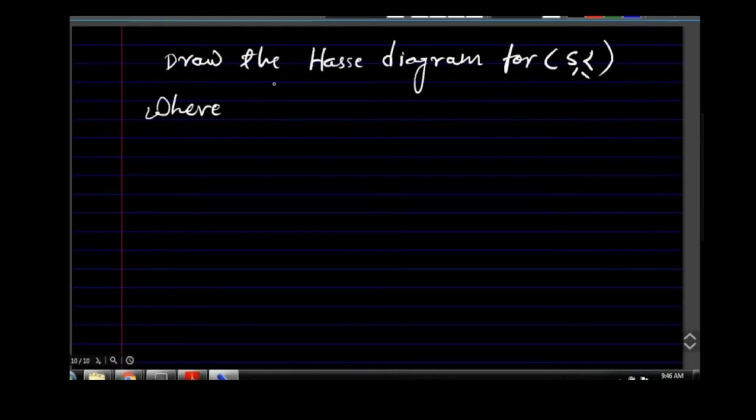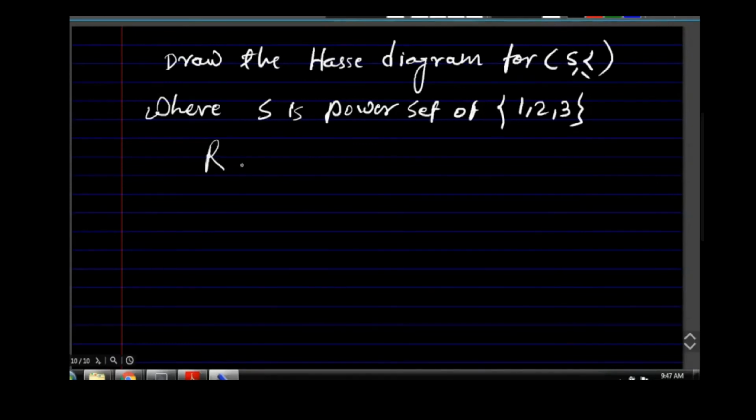I am writing this question. Here, S is the set {1, 2, 3}, and the relation is A is a subset of B. A is a subset of B. So this is the relation given: R is A subset of B.